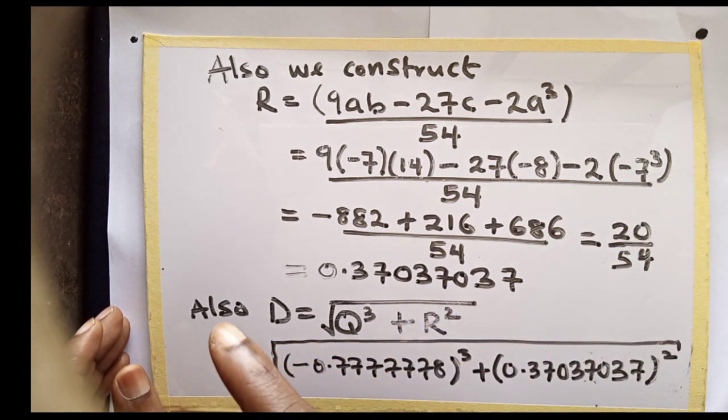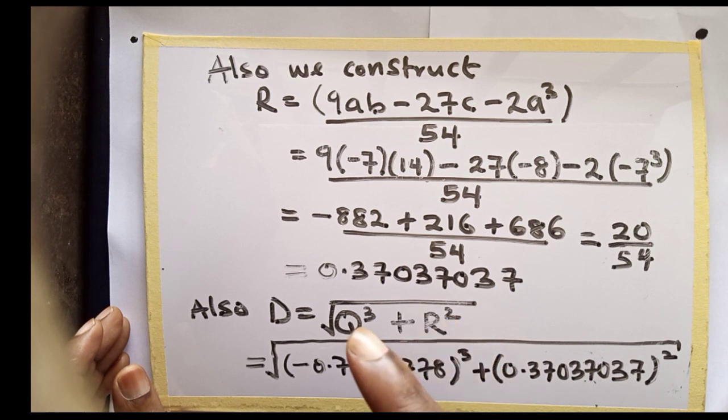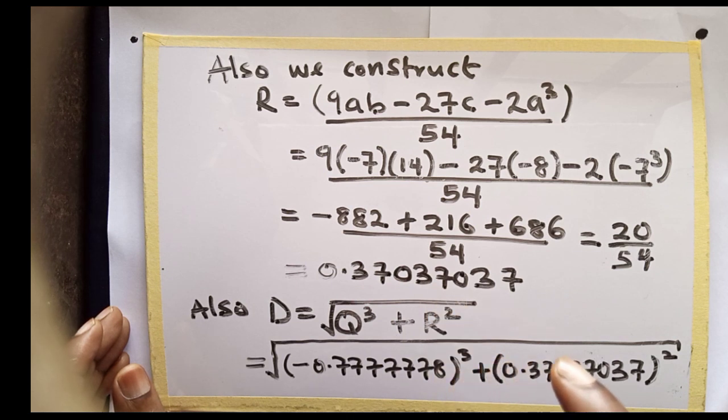Then we also construct d. Our d is coming from q and r that we generated earlier. Remember, our q is minus 0.777778 raised to the power 3, and our r is this newly generated value, which is this value here. We'll get it here. Once we construct this, then we'll move to the next stage.